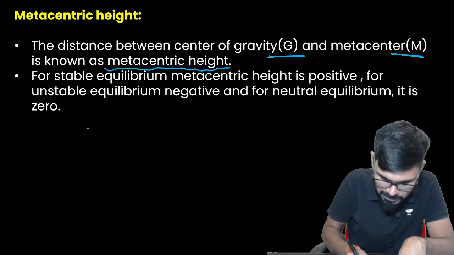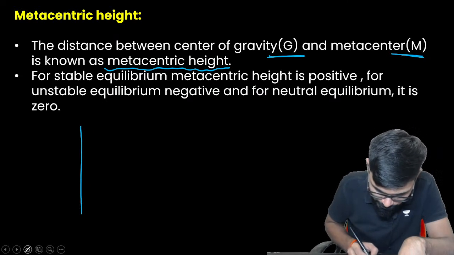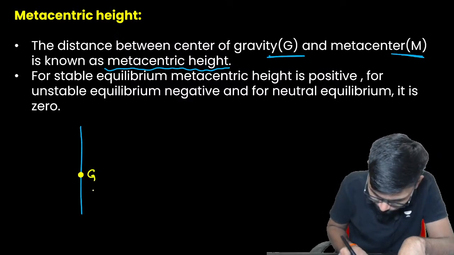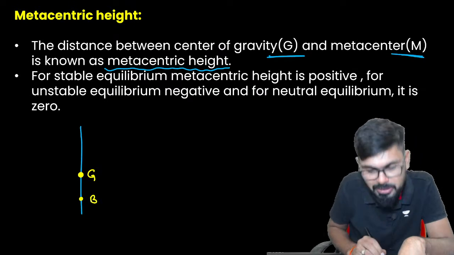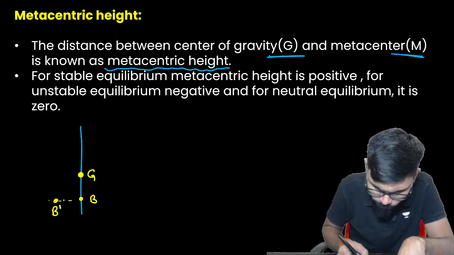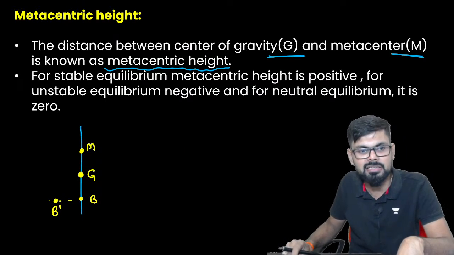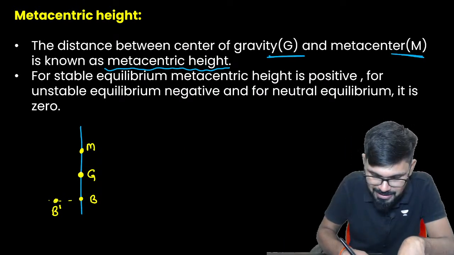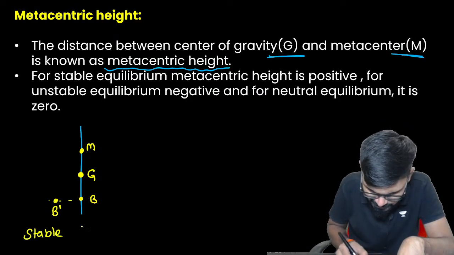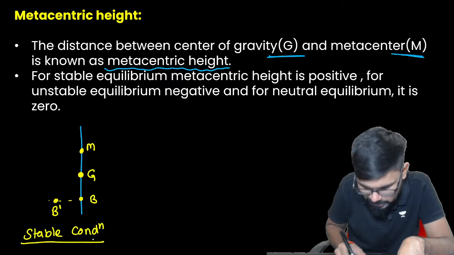Suppose this is the axis. On this axis, G is somewhere here, the initial B is somewhere here, and now it is shifted somewhere else to B dash. Finally, the metacenter is somewhere here. If the metacenter is above the center of gravity, then we say that it is a stable condition or stable equilibrium.